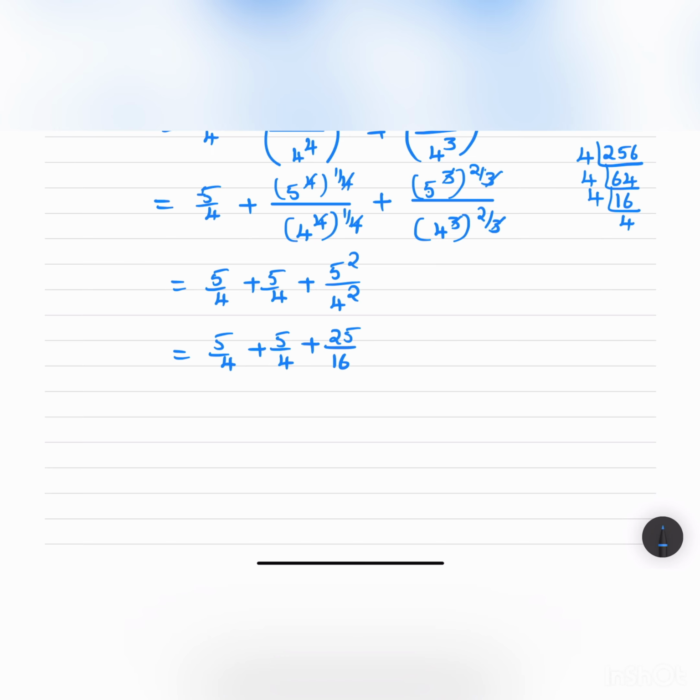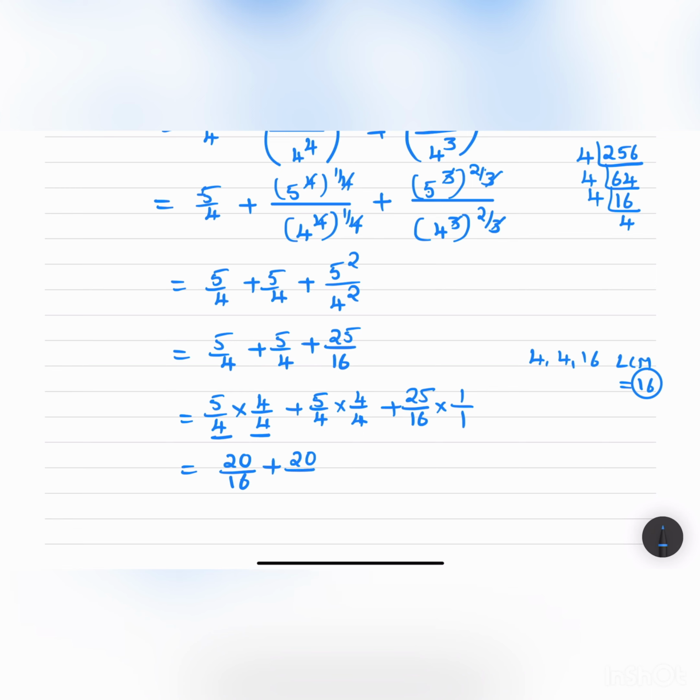And the LCM of 4, 4 and 16 is 16. So we have to multiply the first term by 4 by 4 to get 16 in the denominator, plus 5 by 4 into 4 by 4 to get 16 in the denominator, plus 25 by 16, where we already have 16. This will be 5 4s are 20 by 16 plus 20 by 16 plus 25 by 16.